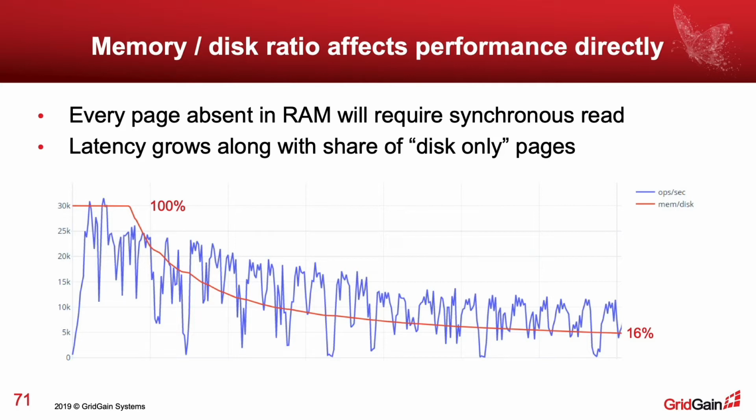So what you have to do, if you're planning to go to production, is estimate this memory disk ratio, and perhaps you want to do preliminary load testing, which will show which throughput can be achieved when you have the corresponding memory disk ratio.